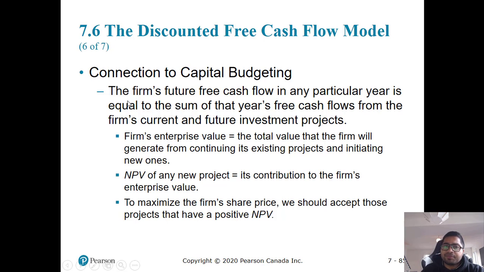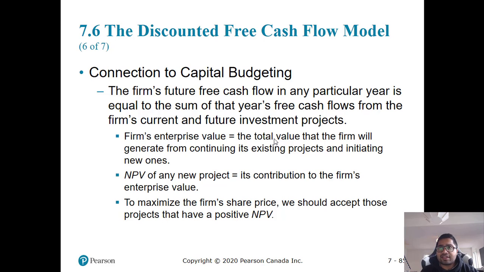Connection to capital budgeting. The firm's free cash flow in a particular year is equal to the sum of that year's free cash flows from the firm's current and future projects. The firm's enterprise value is the total value that the firm will generate from continuing its existing projects and initiating new ones. So how does it link to capital budgeting? Capital budgeting we are going to discuss in a future class. But as a manager, you can increase the firm's value by adding all projects that generate positive net present value.